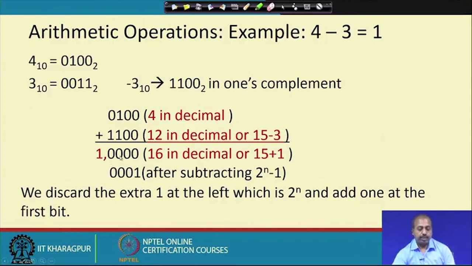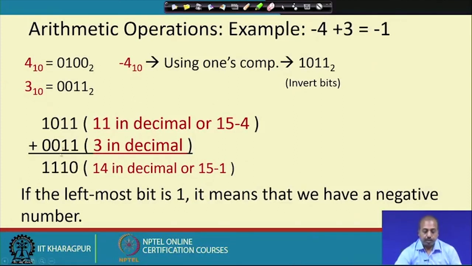In the first case since the carry was generated, I had to subtract 15, but in this case there is no carry generated, so no subtraction is necessary. This result is fine, but to understand what the corresponding value is, we have to take its 1's complement. You take the 1's complement of this, so that is 1, and since the leftmost bit is 1, it is a negative number. So, it is minus 1. So, minus 4 plus 3 is minus 1.